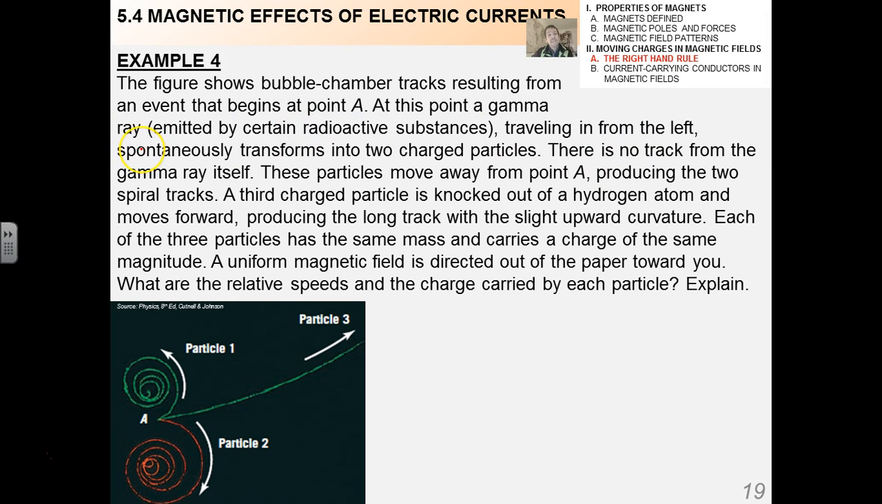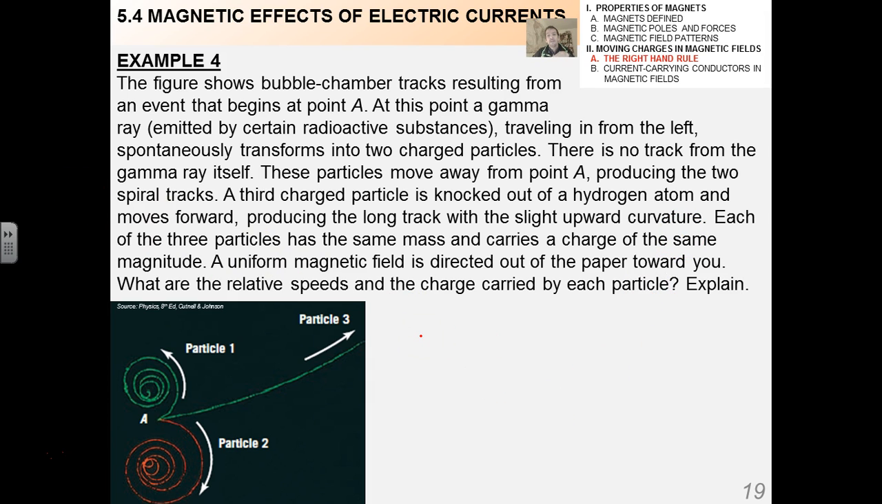Traveling in from the left, it spontaneously transforms into two charged particles. There's no track from the gamma ray itself, which is why you suddenly have this place in space where you have the beginning of 3 different tracks. These particles move away from point A, producing the 2 spiral tracks. A third charged particle is knocked out of a hydrogen atom and moves forward, producing the long track with the slight upward curvature. Each of the 3 particles has the same mass and carries a charge of the same magnitude.